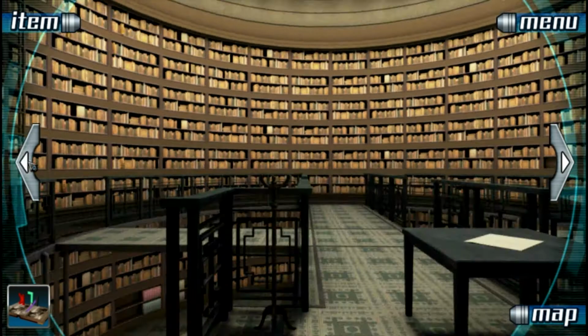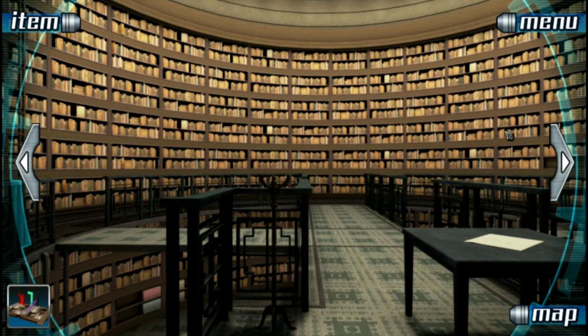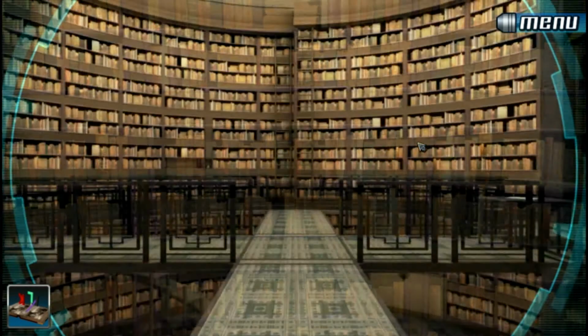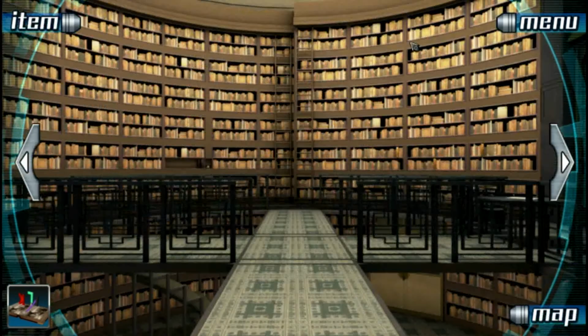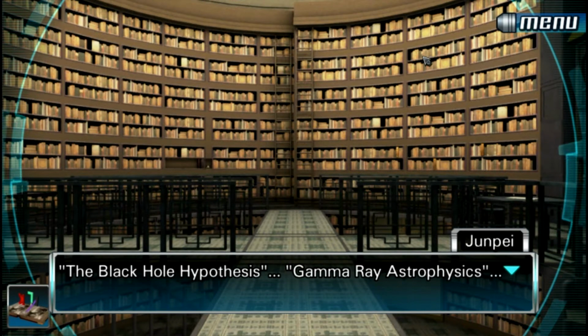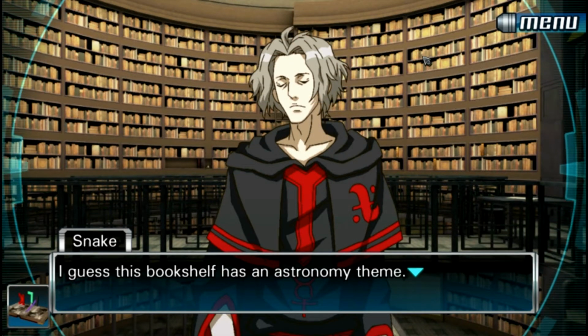Oh my god, like, the true ending is gonna take me, like, 10 more parts. Mostly because this part over here will mostly consist of me reading books over here, which I don't mind. The Black Hole Hypothesis. Gamma Ray Astrophysics? I guess this bookshelf has an astronomy theme.